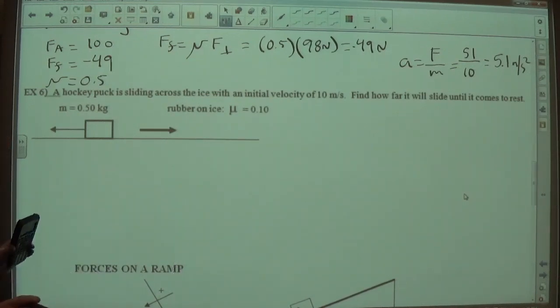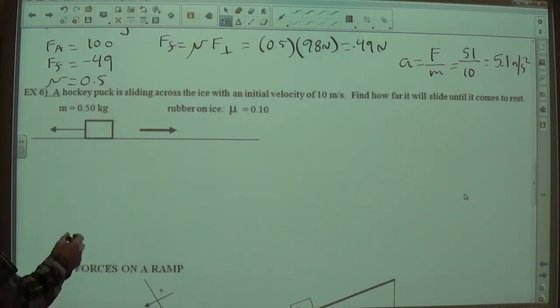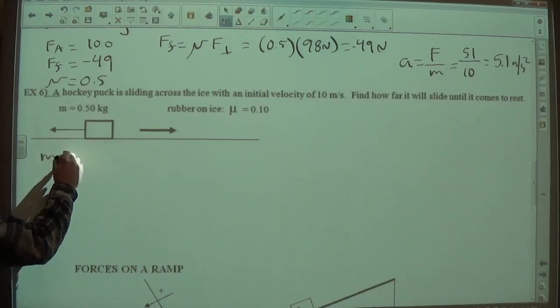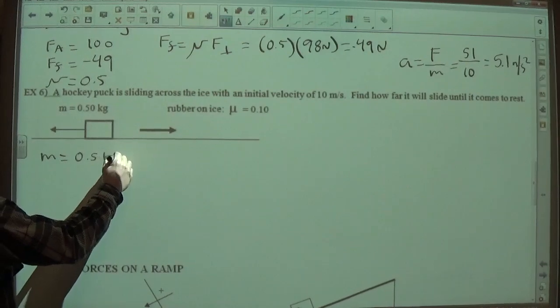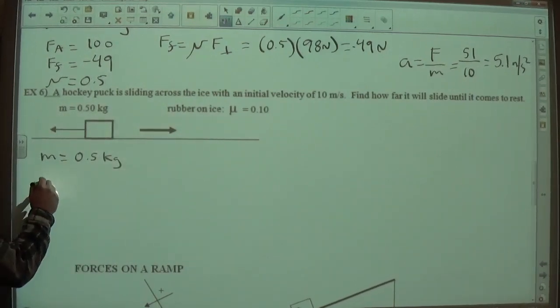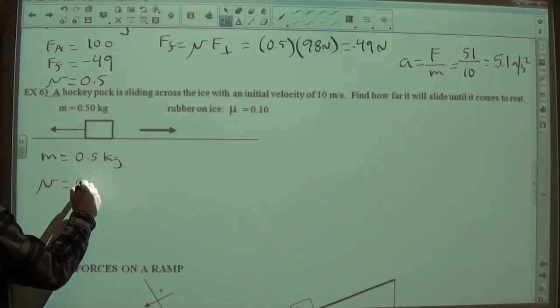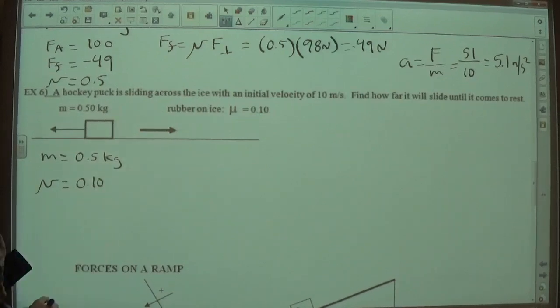The fact that it's going 10 meters per second is great and fine, but what we really need to figure out is the acceleration. Let's see what they give us first. They tell us the mass is equal to 0.5 kilograms, and they tell us that mu is equal to 0.10. We need to figure out the acceleration, and to do that we're going to need the force of friction and the mass. So we're going to need all of these.